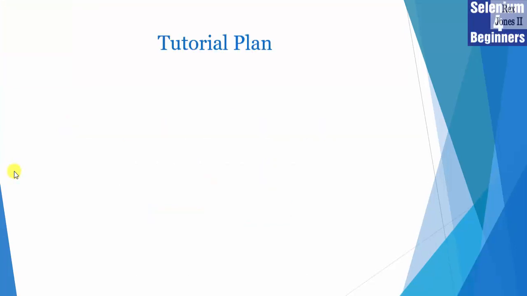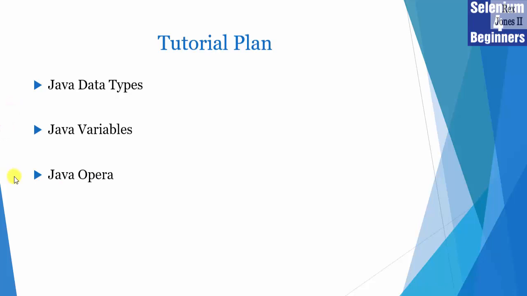In this video's tutorial plan, I will cover Java data types, Java variables, and Java operators. Data types serve as the foundation of data manipulation in Java. Variables are used for storing data values in a memory location. Operators are symbols that perform operations and return a result.